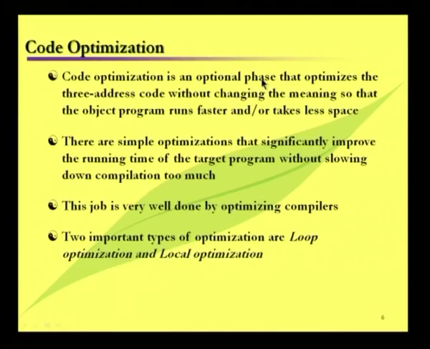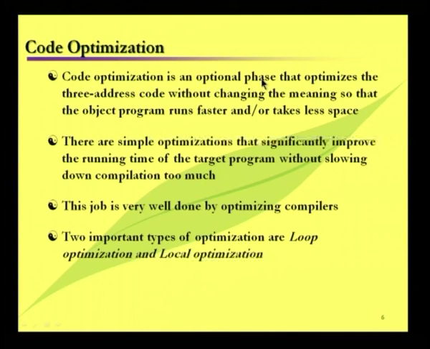So if you are concerned only about getting the right result rather than the optimized version, that is, we are not bothered about the time it takes or the space it consumes, then we can skip this code optimization phase. But nowadays we have a lot of optimizing compilers, where this phase becomes very important and we spend most of the time optimizing the code.